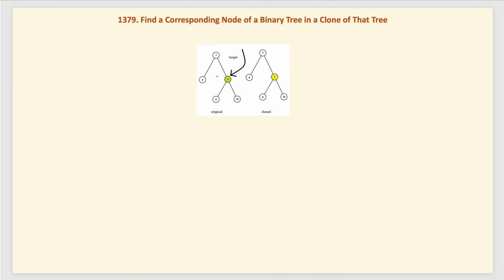So when values are unique, what can we do? This is our original tree and this is our clone tree, and we know the target reference and also the value on that reference. From the reference we can get the value of that node. We can easily solve this problem using any of the traversals. We can do BFS traversal, which is level order, or we can do DFS traversal using recursion, iterative or any approach.